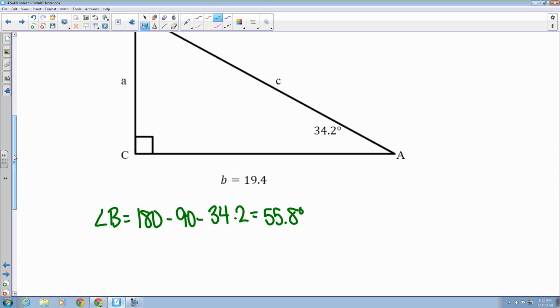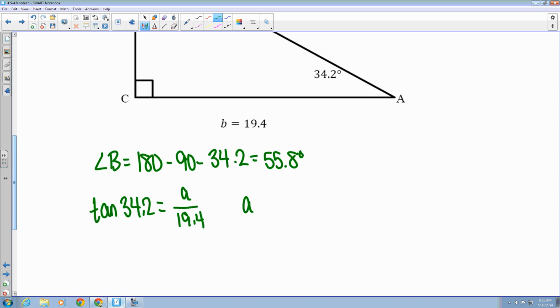From there we can use trig ratios, so SOHCAHTOA, to figure out sides A and C. Let's find side A first, just for fun. Using the given angle, 34.2, and the given side, 19.4, that would make it a tangent because A would be opposite 34.2 degrees, and adjacent is 19.4. So tangent of 34.2 equals A over 19.4. Multiply both sides by 19.4, and A is about 13.18.